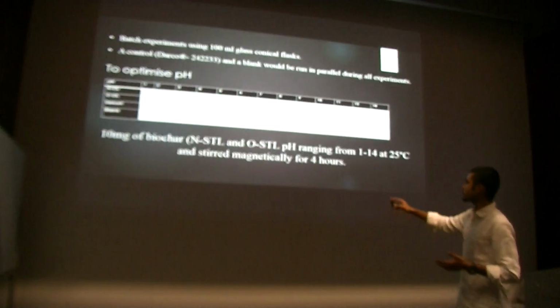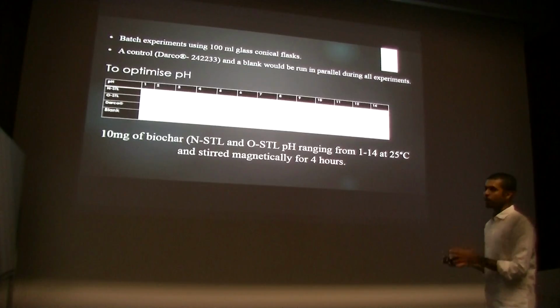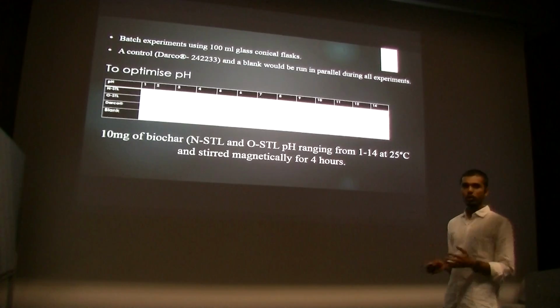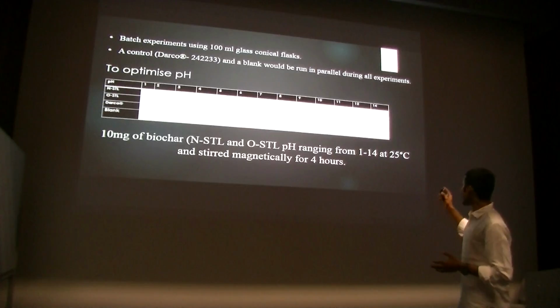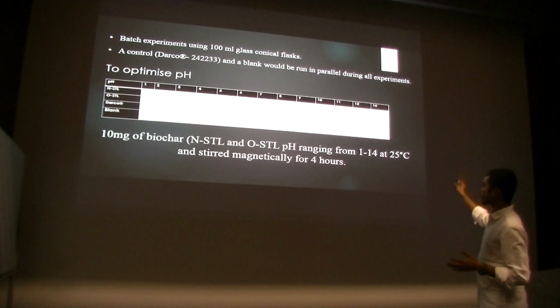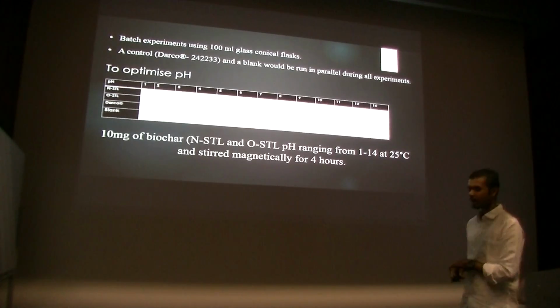In order to compare the effects of the adsorbent that I develop, I use a control, a commercially available activated carbon, Darco, as a comparison to test the results, and a blank. To optimize the pH, 10 milligram of each biochar will be added into 14 conical flasks under pH ranging from 1 to 14 at 25 degrees Celsius and stirred magnetically for 4 hours.